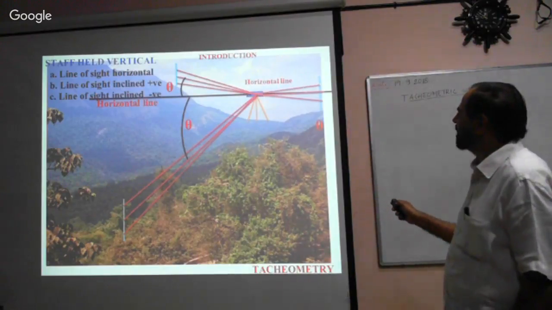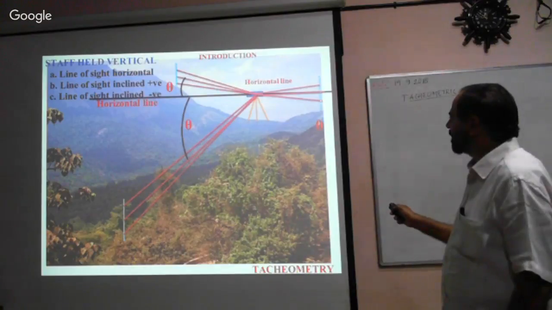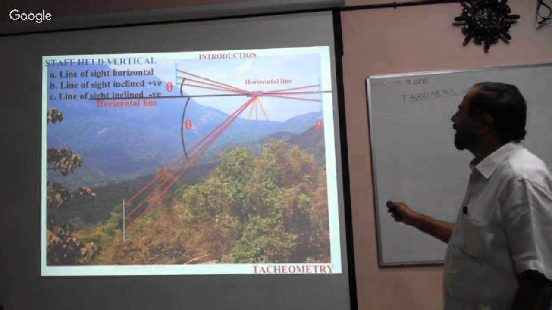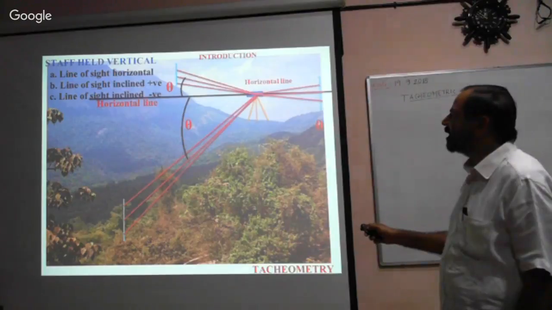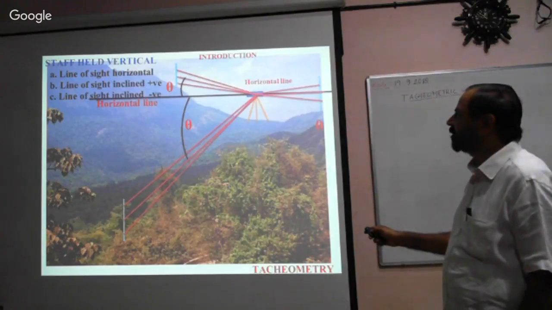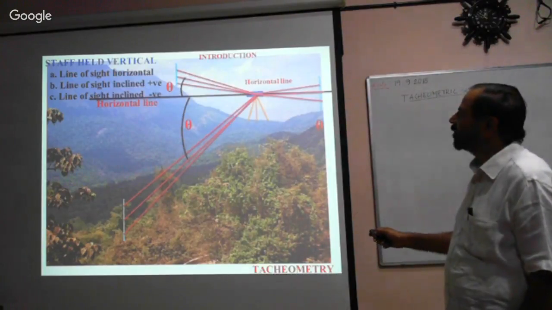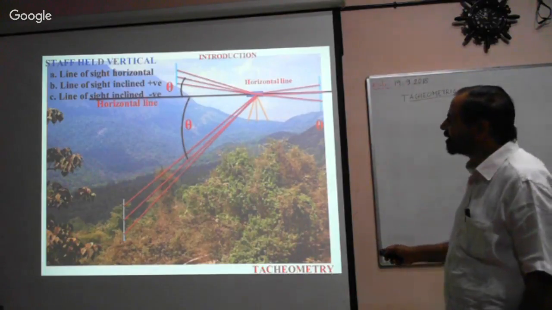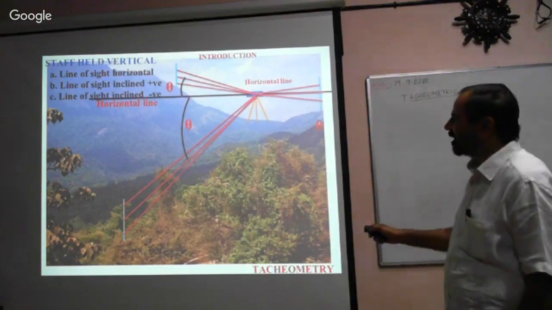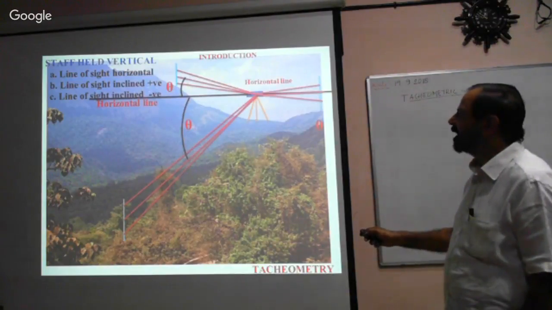We will take the top hair reading, bottom hair reading, and middle hair reading. Here we also take the top, middle, and bottom hair readings and the vertical angle. This is the angle of elevation, and in this case it is the angle of depression. This is a positive angle, and this is the negative angle.